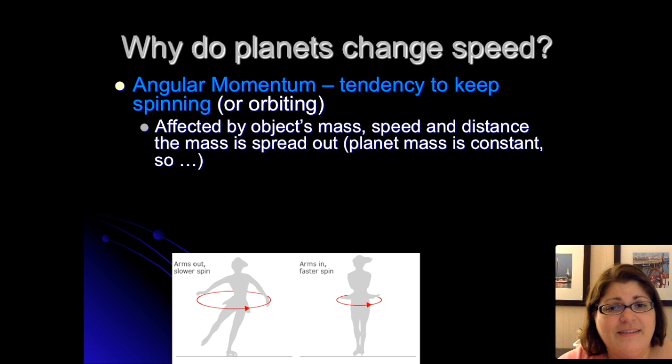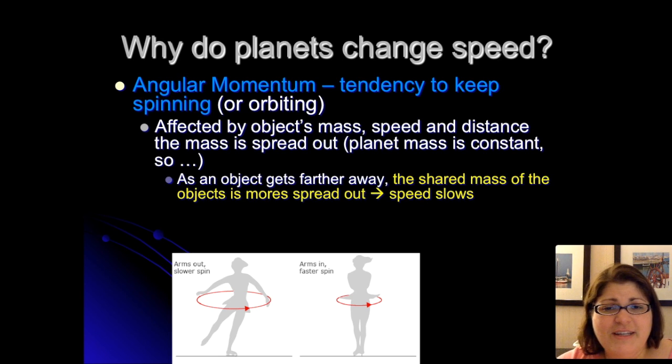And it stays constant. So if one thing changes, something else has to change in order to keep it constant. Mass never changes, so that means that speed and the distance the mass is spread out on are going to change in order to keep the amount of angular momentum constant. So, as an object gets further away, the distance from which its mass is spread out, in other words, there's mass in the sun, mass in the planet, and when we talk about the mass being spread out, we care about how far apart is all of the mass involved in this scenario.